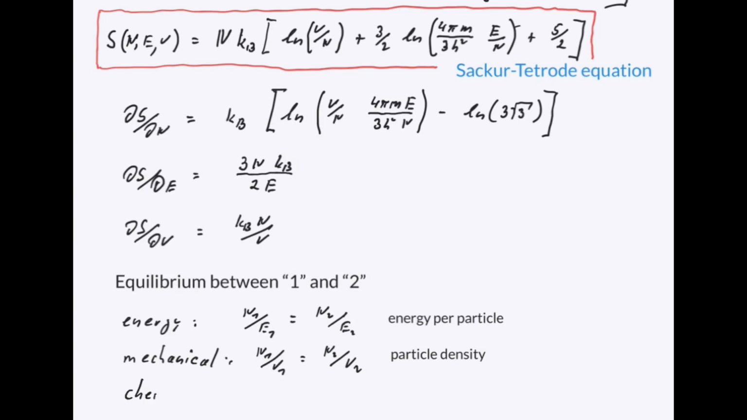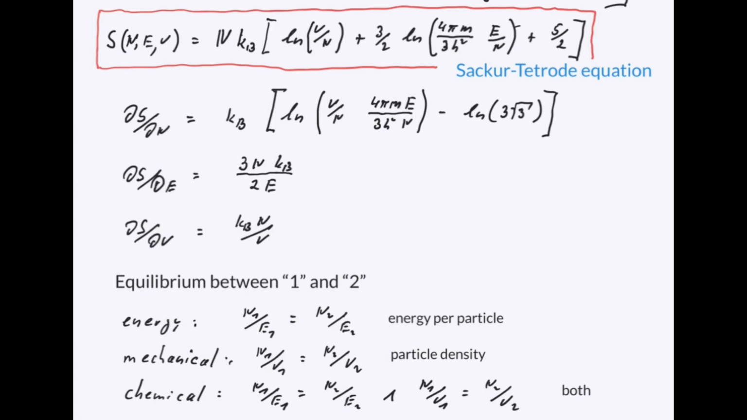The third equation tells us about the chemical equilibrium. For chemical equilibrium, as derived from the partial derivative with respect to the number of particles, both the energy per particle and the particle density have to be the same.